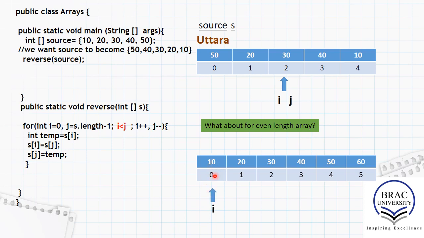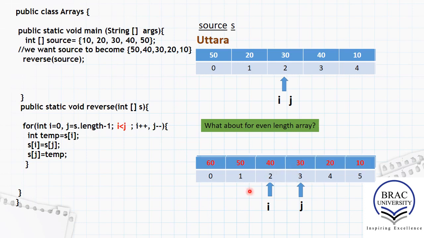Initially, i will point towards 0 and j will point towards the last index. Is i less than j? Yes, i is less than j, so the swap will occur. After the swap has occurred, i will increase and j will decrease by 1. And then the swap will take place. After this, i will increment to 2 and j will decrement to 3. And then again, the values will be swapped. After these values have been swapped, we can see that the array has already been reversed.